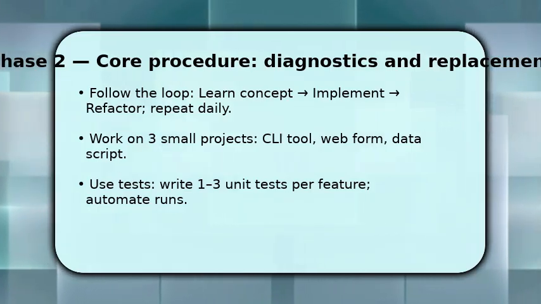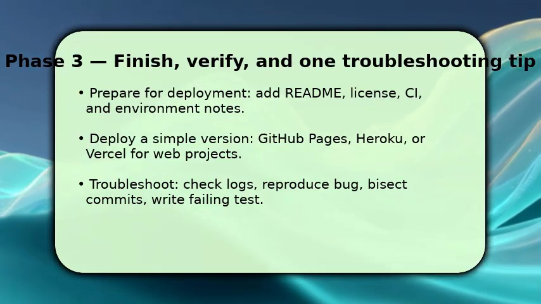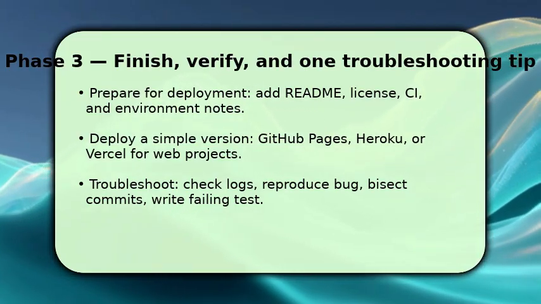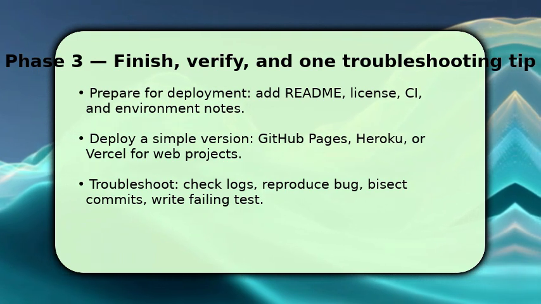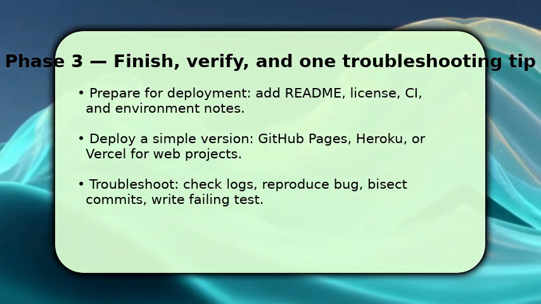To finish, polish the project. Write a clear README, add environment instructions, and configure continuous integration so builds run automatically. Deploy a simple version using GitHub Pages, Heroku, or Vercel to share your work publicly.